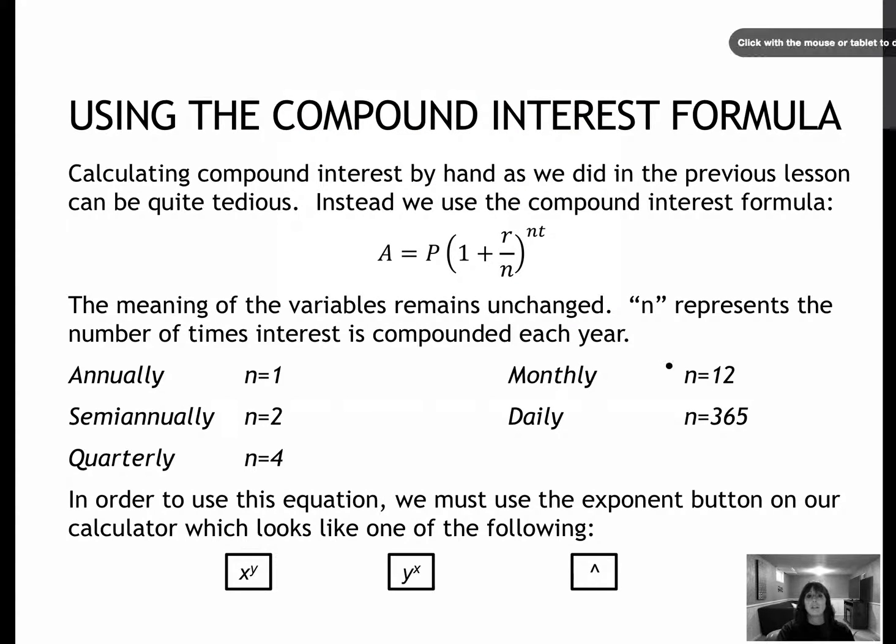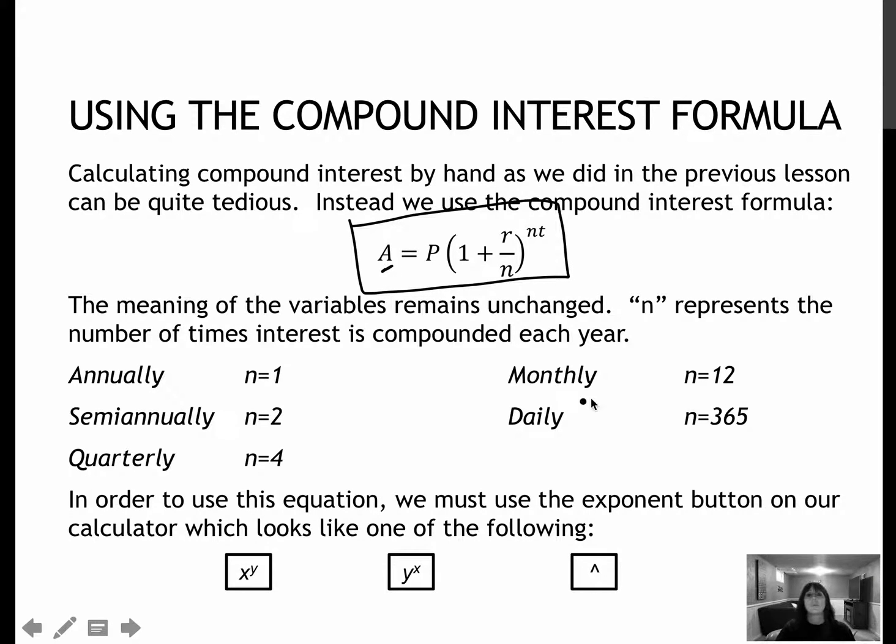So the compound interest formula looks like this. Now, A represents the accumulated amount, so that gives us the amount that's in the account at the end of that period of time. So it's not going to compute just the interest, it's going to compute the total amount. Now let's take a look at what each of those things mean.